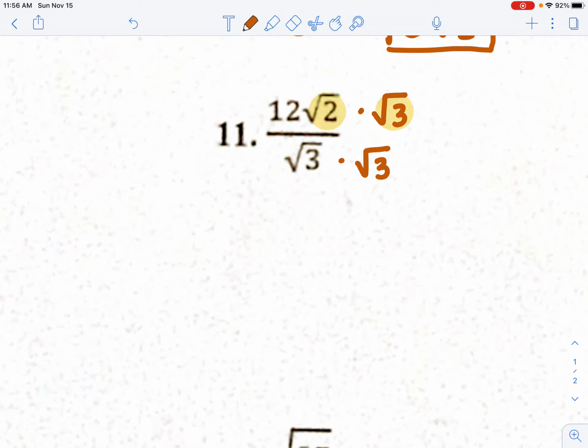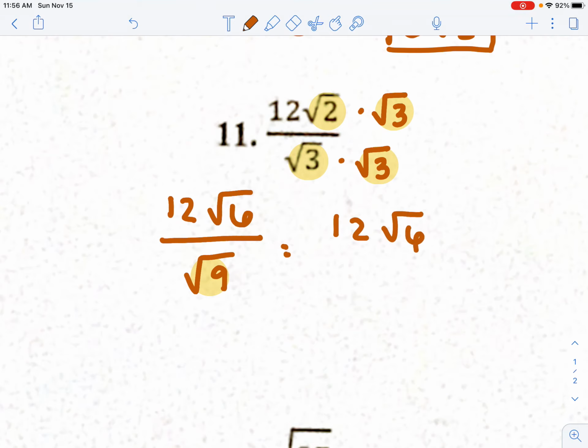So I see 2 radicals here. All right, so I keep the 12. Radical 2 times radical 3 is radical 6. On the bottom, I've got radical 3 times radical 3. Radical 3 times radical 3 is radical 9. I know that radical 9, or the square root of 9, is just 3. So I've got 12 radical 6 divided by 3.